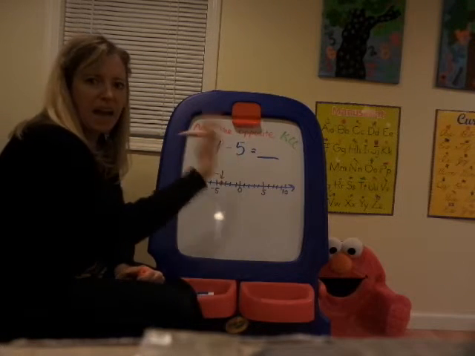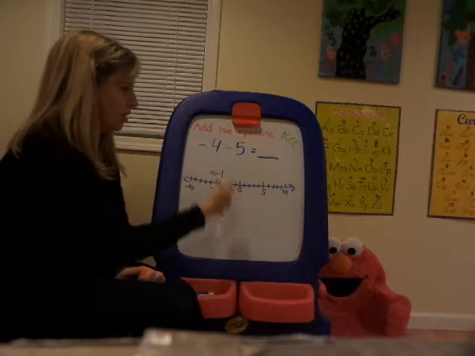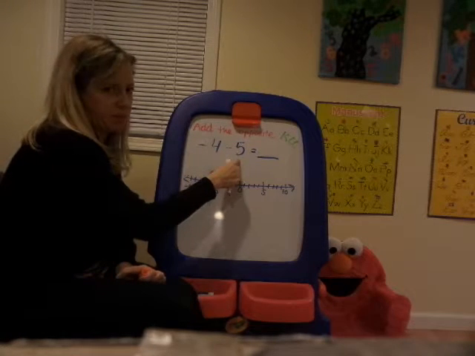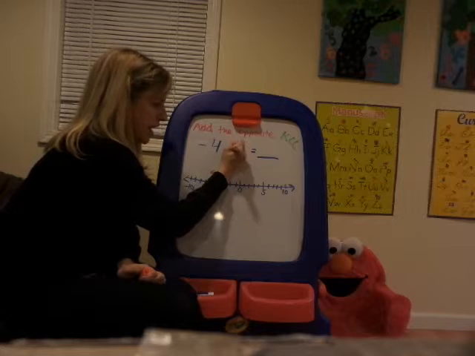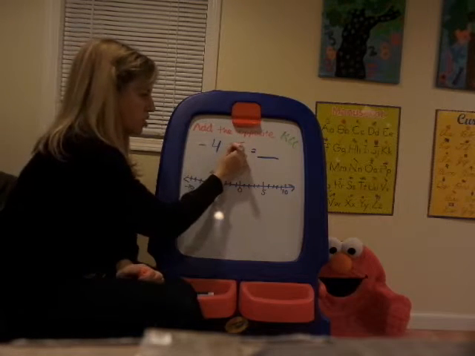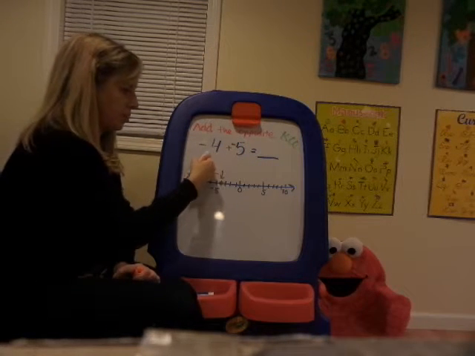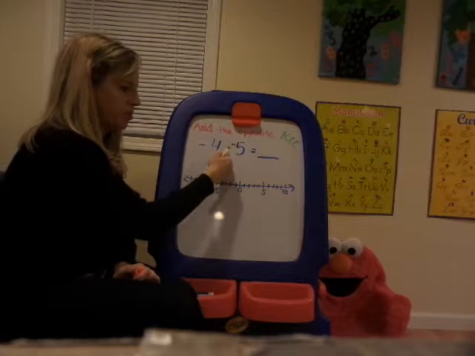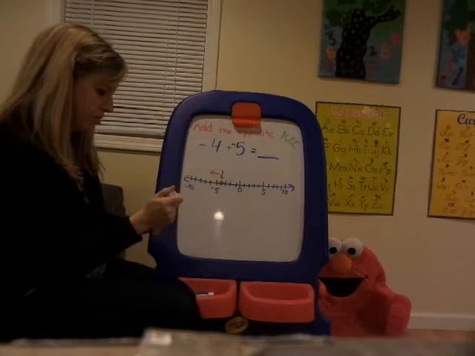Again, this is telling me how far I'm going to go left. This is the first part of your directions. This is the second part of your directions. If you had already added the opposite or done keep, change, same thing, we start at negative 4. We're moving in a negative direction to the left.